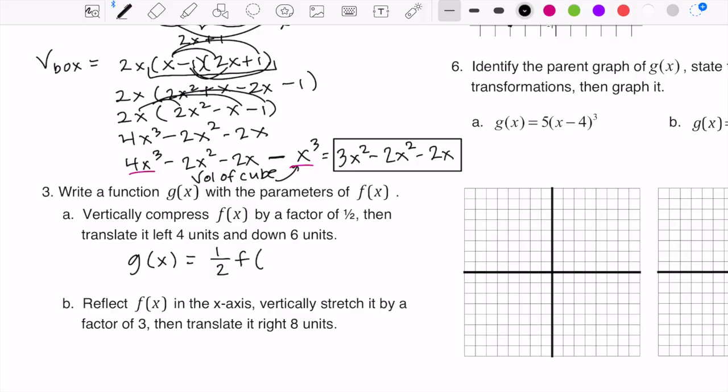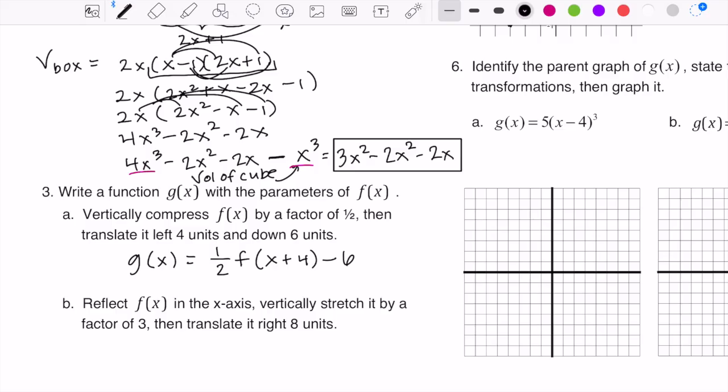And if we're going 4 units to the left, that's -4, and whatever's in the parentheses is opposite. So we put +4, and then the y, that just is exactly what it says. It says it's down 6, so put -6.